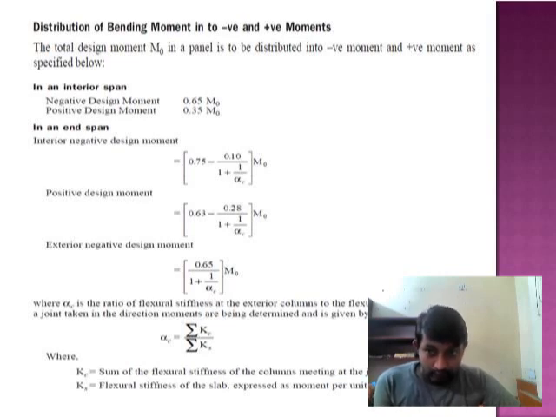Exterior negative design moment is nothing but 0.65 by (1 plus 1 by alpha c) M naught, where alpha c is the ratio of flexural stiffness of the exterior column to the flexural stiffness of the slab. Alpha c is equal to summation of Kc by Ks, where Kc is the sum of the flexural stiffness of the column, and Ks is the flexural stiffness of the slab.